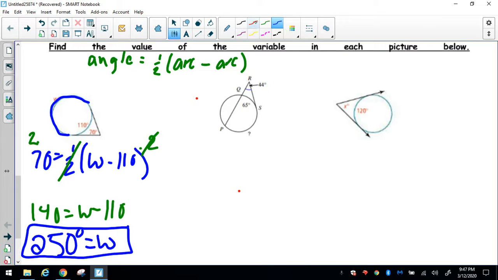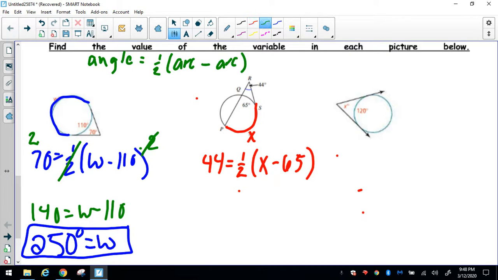Now we're going to do this middle one. Same sort of deal. We're solving for this question mark, which I'm going to call X because I find question marks awkward to put in equations. So let's start with the angle they tell you. The angle they tell you is 44. So you're going to do 44 equals, and then it's always a half. The outside arc is X. So you're going to do X minus the inside arc is 65.